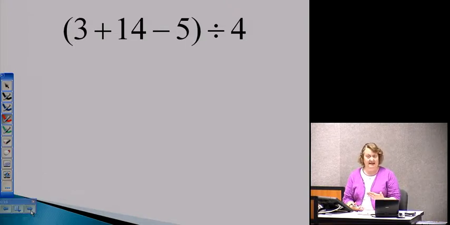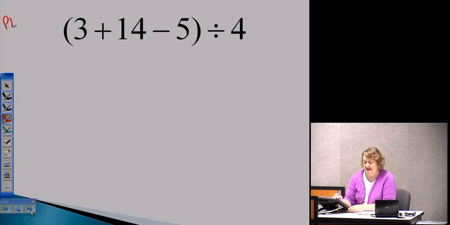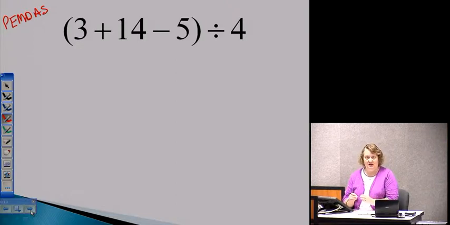3 plus 14 minus 5, all in parentheses, divided by 4. The first thing you should notice on this one is that there is a parentheses, that first order of operations. And I'm going to write PEMDAS right here on the top of my paper. You should have that memorized by the time you're through with this, but if you're having trouble with it and struggling with it, write it down. Visualize it. Don't just try to remember it in your head. Get it visually for yourself.